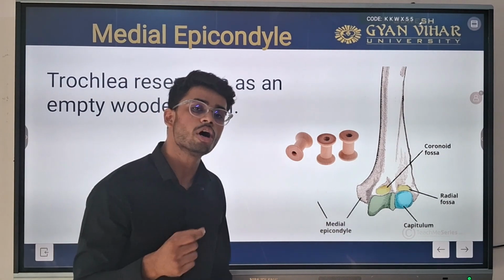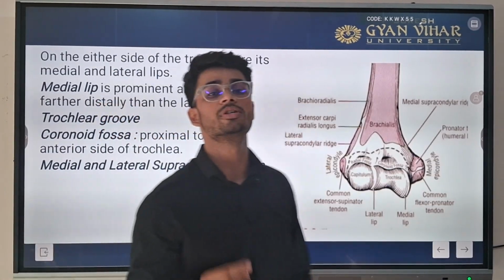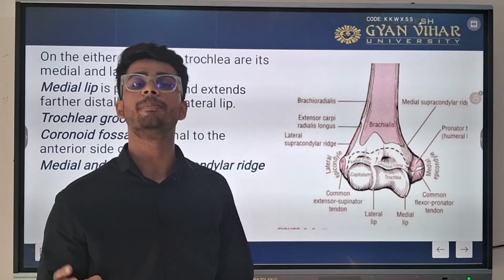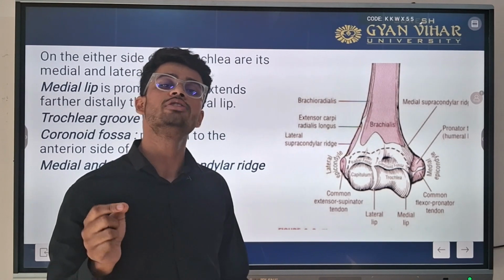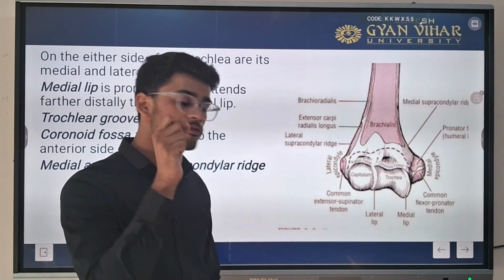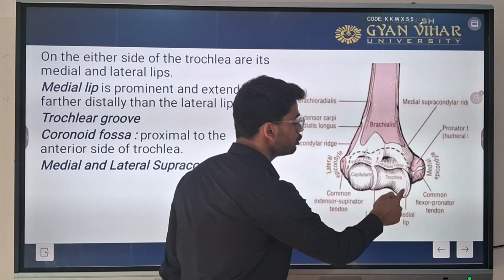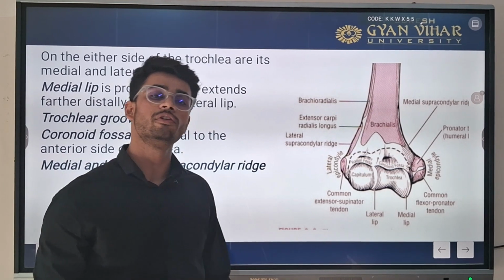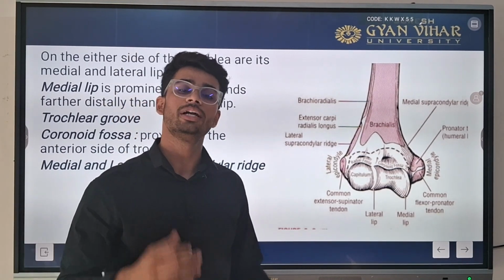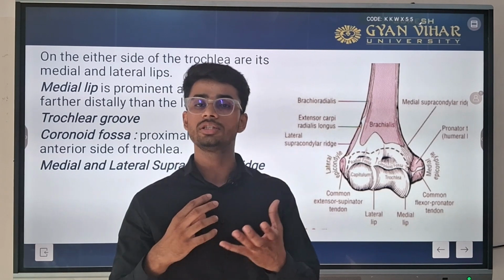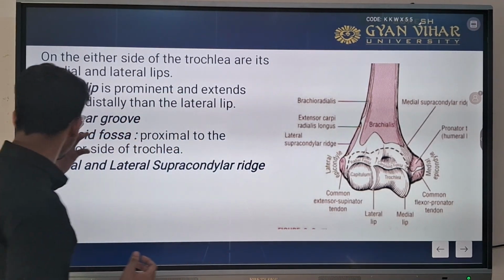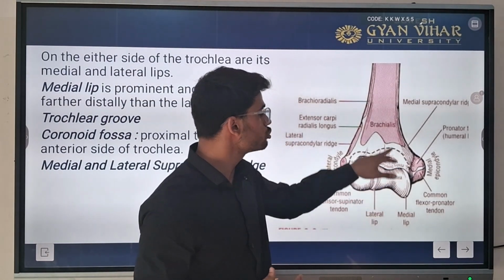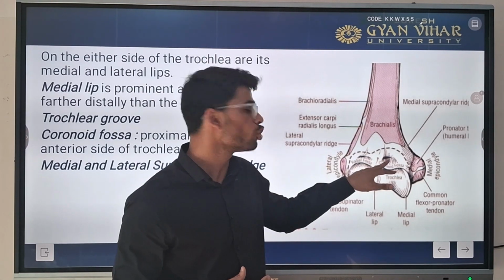One thing that you must know about trochlea is that it is having 2 lips. One is the medial lip and the other one is the lateral lip. These lips are nothing but the extension of the boundaries of these trochlea, and this is of keen importance that the medial lip is actually coming out more distally than the lateral lip. The importance of this thing we will be seeing in the coming slides also, that medial lip is actually extending more distally than the lateral lip. Also there is something which is called the coronoid fossa. So there is a fossa just proximal to the trochlea, it is called the coronoid fossa.